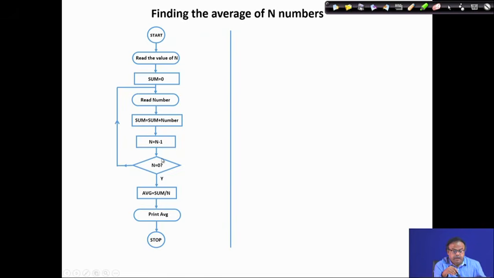Okay. n is not 0. So, I go up again, I read another number, add that particular number to the sum, decrement n. How many to go? 97. Is it 0? No, not yet 0. So, I go on in this way. Ultimately, after I have read the 100th number, this n will become 0. So, at that point I will come to this average and compute the average as sum divided by n, and then I will print the average and stop.